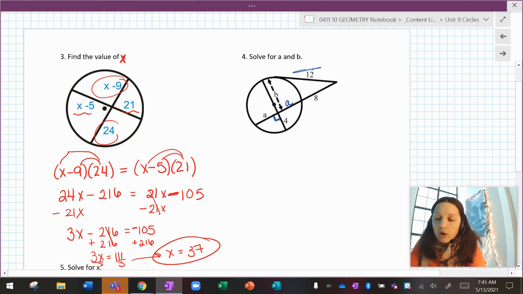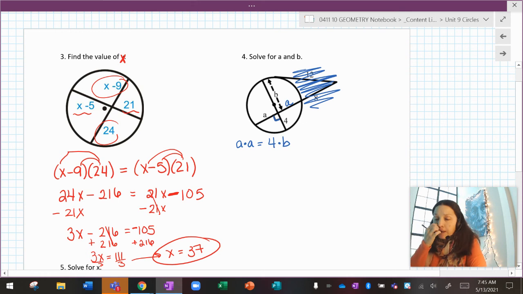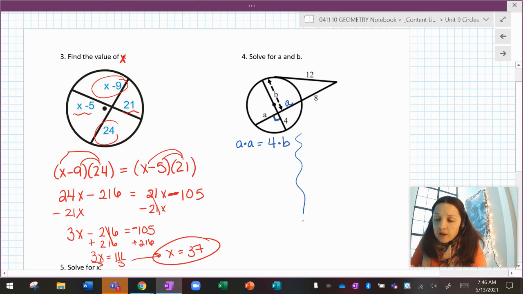So if I were to cover up with my hand all of this stuff, that's all inside the circle. So I could say A times A equals 4 times B. Okay, well that means I can't solve for that unless I know either A or B. So let me unscribble this outside stuff and say, well, if I have stuff that goes on the outside, it's outside times whole equals outside times whole.